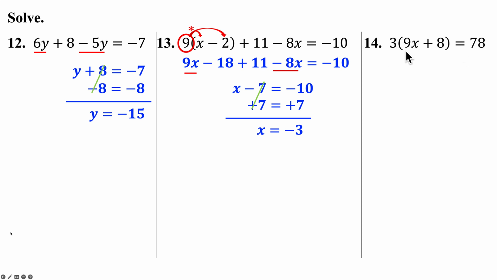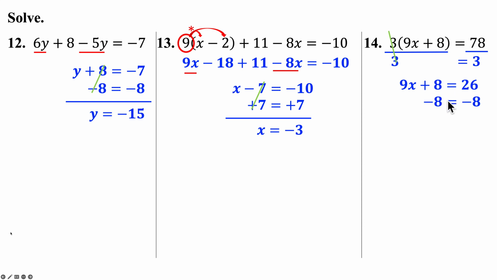Number 14 here, here's a situation where I don't need to do the distributive property. There's nothing else being added or subtracted to my parentheses, so technically I can undo this multiplication of 3 because there's no adding or subtracting outside of the parentheses. You could distribute it, but you're going to make the numbers bigger. So I'm going to opt to just divide both sides by 3. 3's cancel. 3 goes into 78 26 times. So now my numbers are smaller.